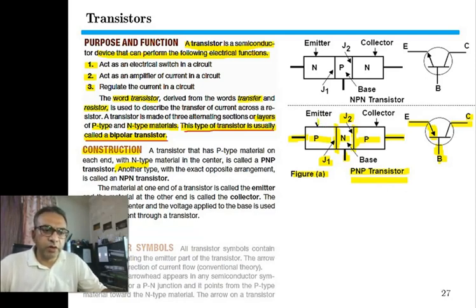Now let us come to the NPN transistor. The diagram above shows the NPN transistor. The NPN transistor has two n-type materials and one p-type material in between. This is our first n-type material, this is the second n-type material, and here is the p-type material which is placed in between the two n-type materials.